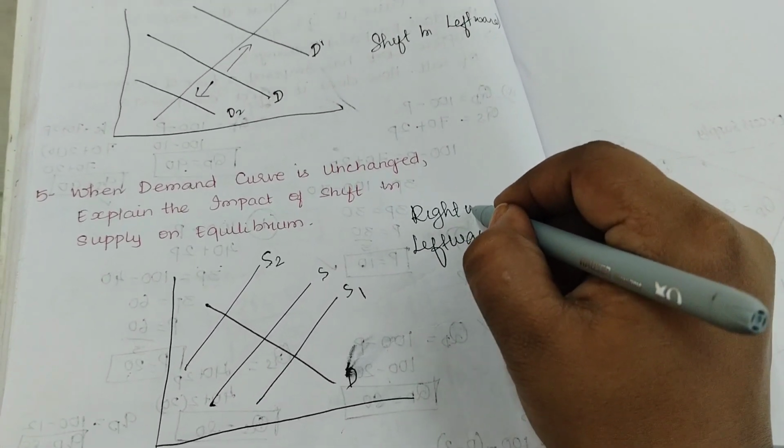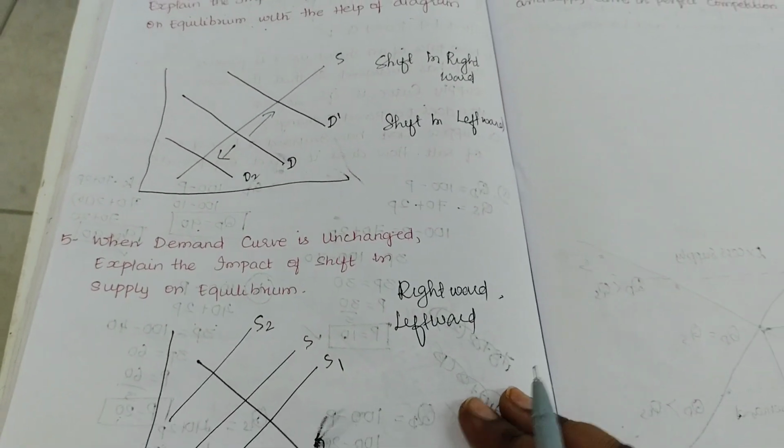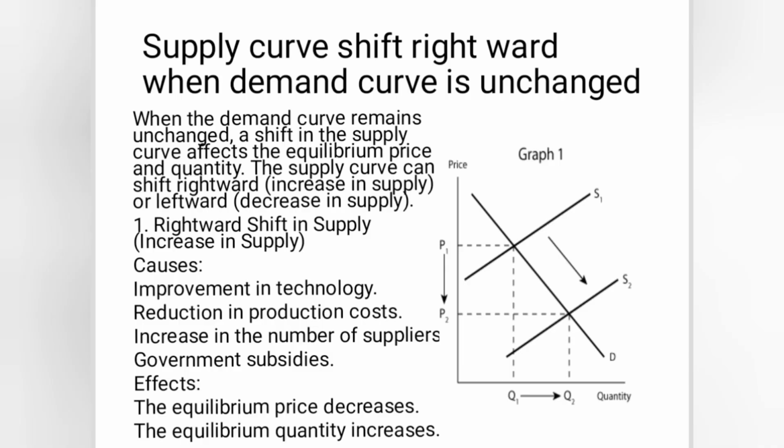The reasons I will be sharing with you very shortly. The reason why the supply curve shifts rightward: there can be improvement in technology, so we are able to supply more; a reduction in the input price, which is the reason the supply will be more; and the government encouraging by providing subsidy. So what happens when supply increases? Price decreases, and the quantity also increases.